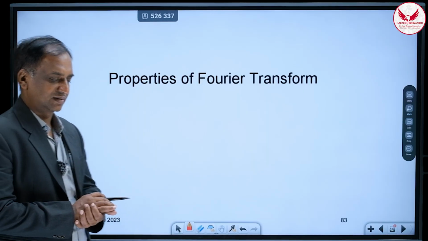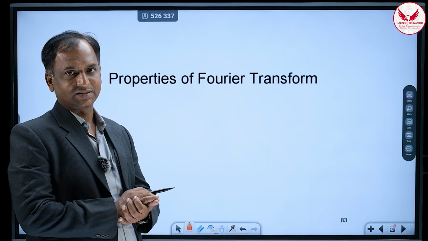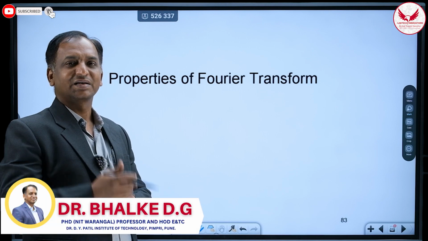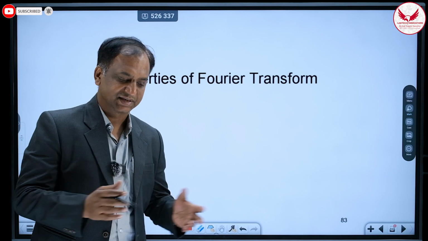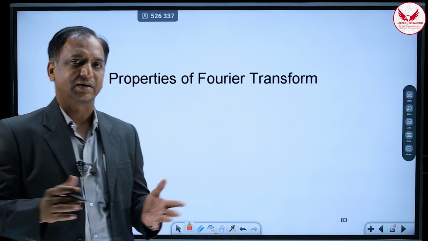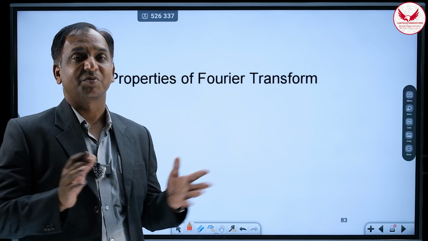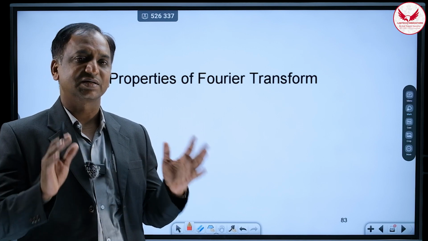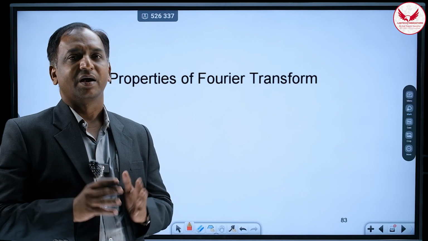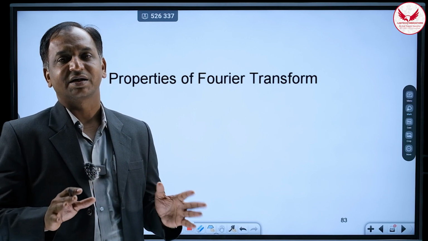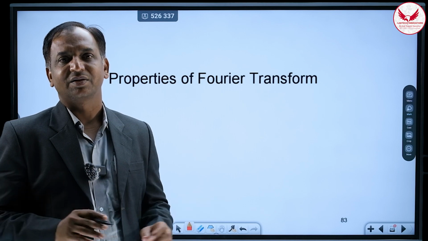Now we have seen the Fourier transform of the basic signals. If you want to find the Fourier transform of any complex signal, you again have to go by the usual method, the integration and all, and it becomes very difficult. So another solution is to understand the properties of the Fourier transform. If you understand the properties, and if you know the Fourier transform of the basic signals, you can find the Fourier transform of any complex signal very easily.